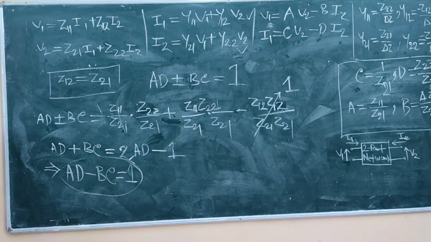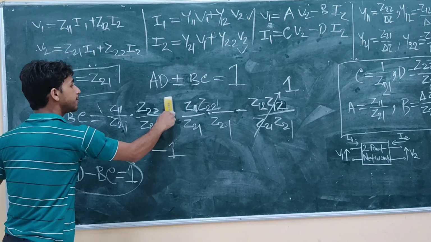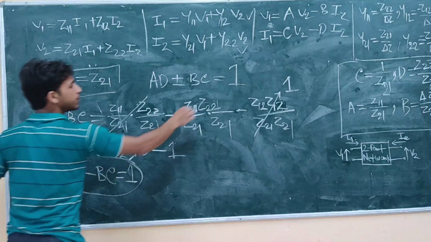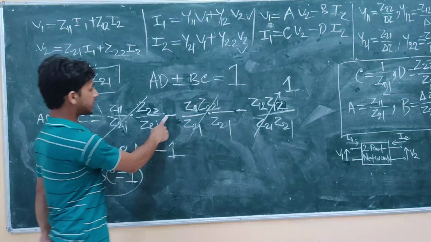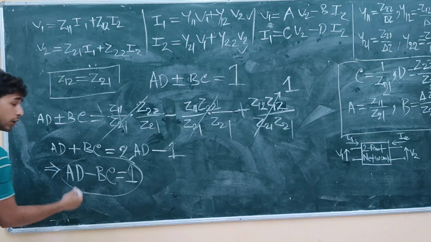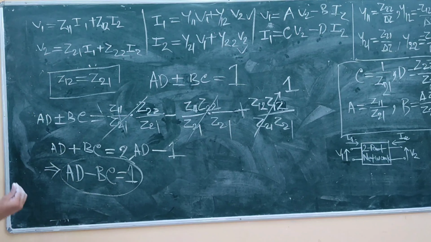This is proved. And if you take the negative sign here, this term and this term will get cancelled out, and this negative will multiply with this negative to give plus. So finally we have the same equation, that is AD minus BC equals 1, because we have taken the negative sign here. So we have AD plus minus BC equal to 1 always for a reciprocal circuit.